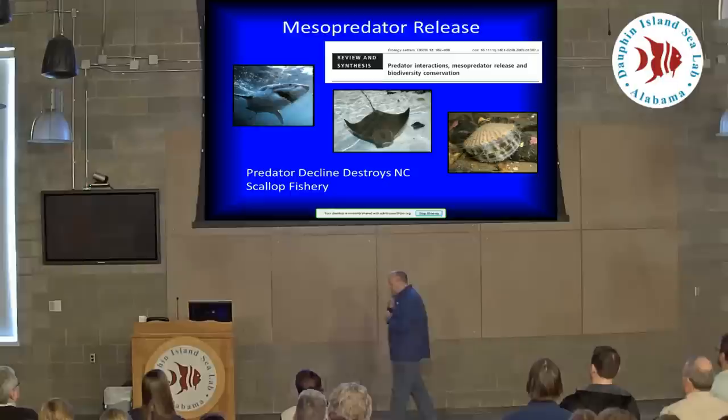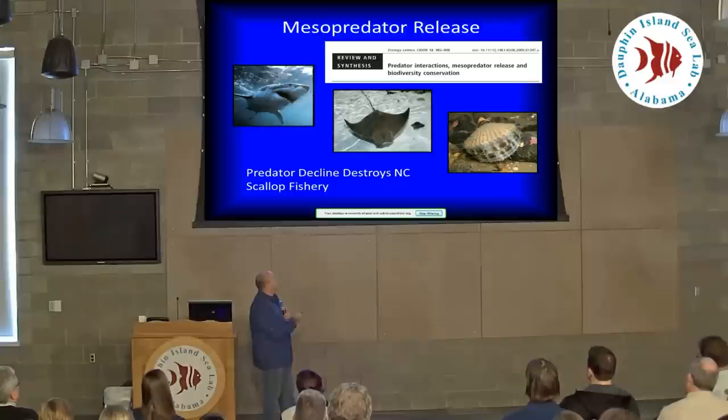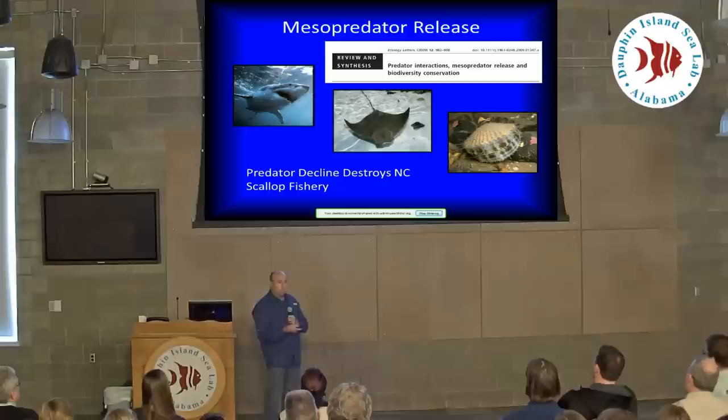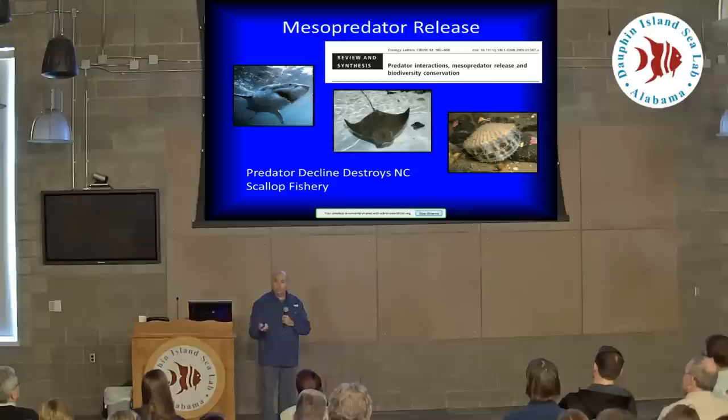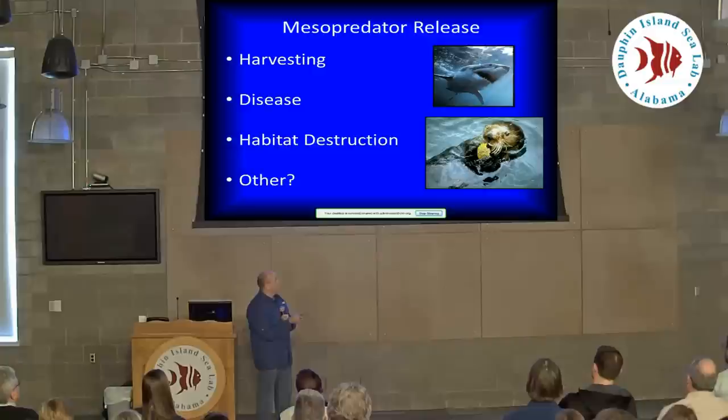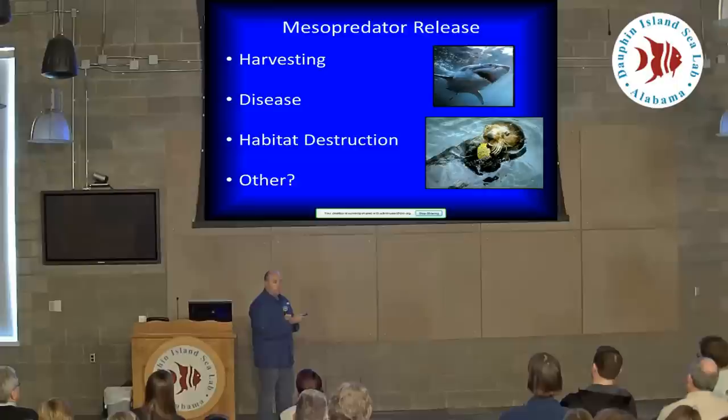Now, the idea when top predators are excluded is that you get something called mesopredator release. This is a nice review on this, but you guys are probably familiar with this study because Sean Powers was one of the co-authors. When sharks are removed, stingrays proliferate, they overconsume the scallops, and the fishery crashes. Okay, there's just tons and tons of examples of mesopredator release. I mean, you guys are probably all familiar with the otter, urchin, kelp story from the Pacific Northwest, right, where otters eat urchins, urchins eat kelp, and when otters are removed, urchins proliferate and they eat all the kelp.